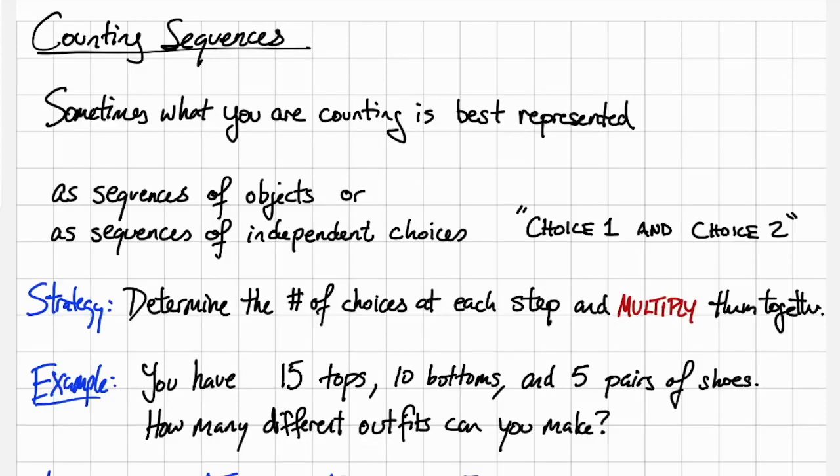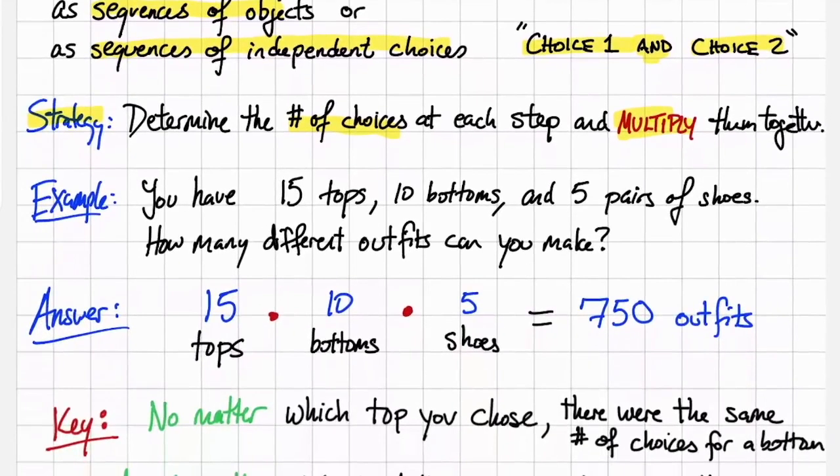Welcome back. Let's talk about another counting technique, and this one applies to counting sequences. Sometimes what you're counting is best represented as a sequence of objects, or instead as a sequence of independent choices. We make a first choice, and then we make a second choice. The strategy in this situation is that we want to determine the number of choices at each step and then multiply them together. For example, you have in your closet 15 tops, 10 bottoms, and 5 pairs of shoes.